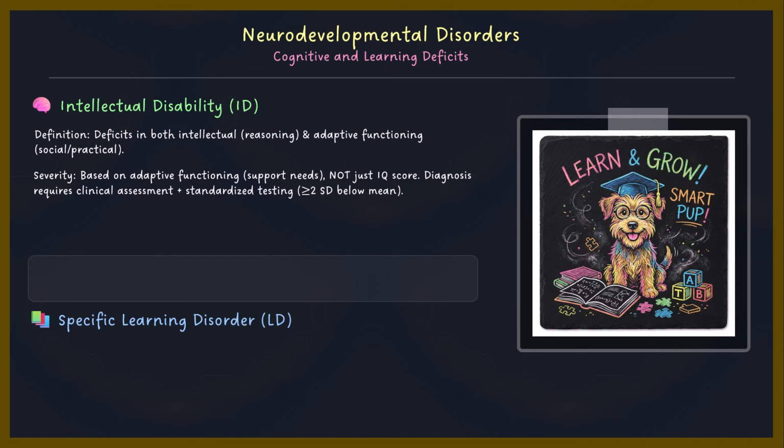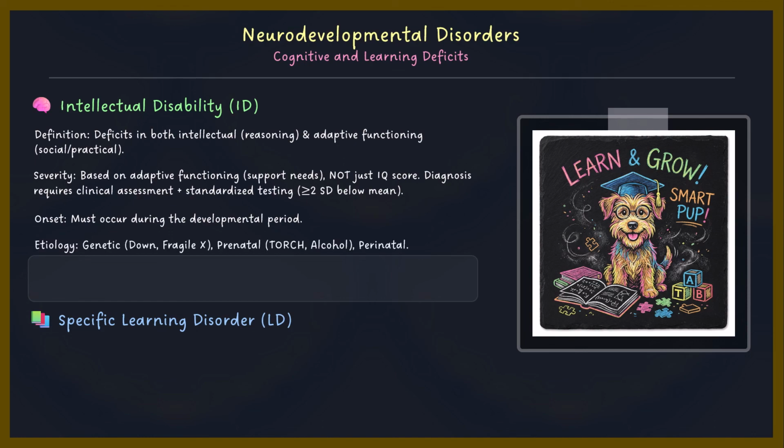Diagnosis requires clinical assessment plus standardized testing, at least 2 standard deviations below the mean. Onset, it must occur during the developmental period. Now, you really need to know etiologies because these etiologies are frequently showing up on exams. So etiologies could be Down syndrome, Fragile X. It could be prenatal, such as infections, alcohol, perinatal. You need to know these for the exam. Global developmental delay. This is the diagnosis for children under the age of 5 when severity cannot be assessed reliably.